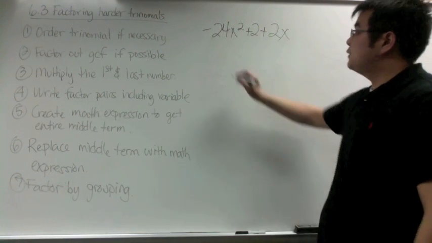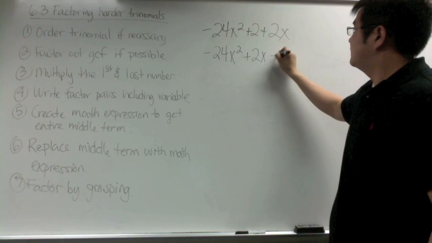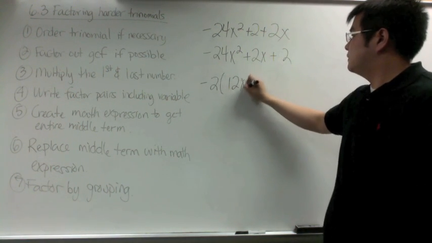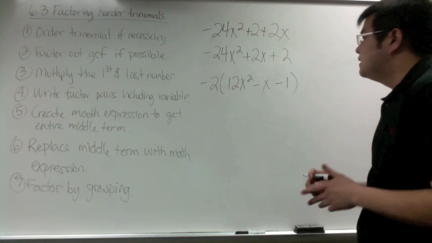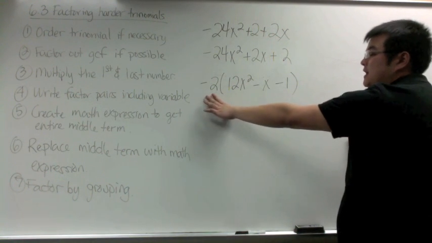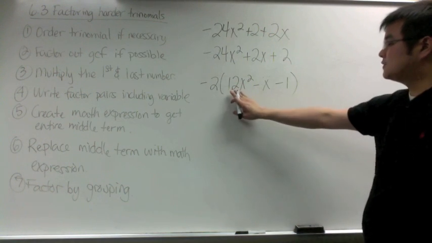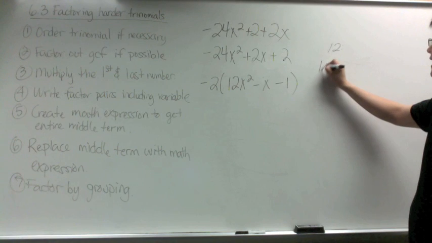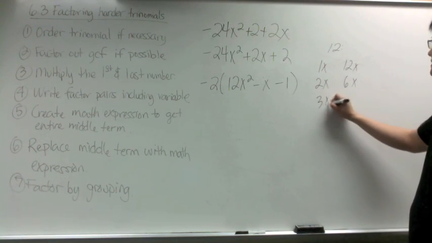In this example, we're going to order the trinomial. And we're going to also factor out the GCF, which is negative 2. Just like when we had a GCF with a basic trinomial, we're going to leave the negative 2 and put it in our final answer, followed by the 2 parentheses. So I'm going to multiply the 12 and 1 to get 12. The factor pairs are 1x and 12x, 2x and 6x, and 3x and 4x.